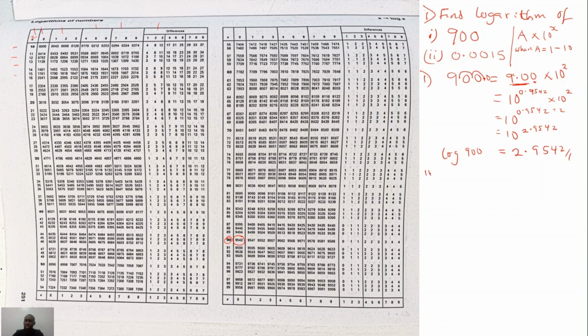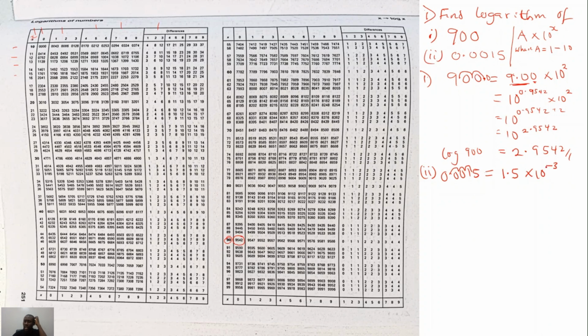Let's go to the second question, which is 0.0015. The first thing we do is to express 0.0015 in standard form. That will be equal to 1.5. How did we get this? We carry this point from here. 1, 2, 3. That will be times 10 raised to power minus 3.